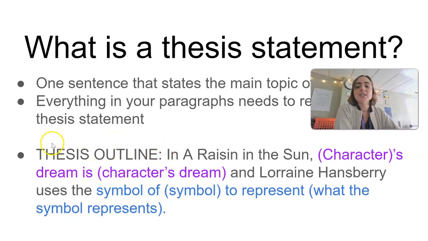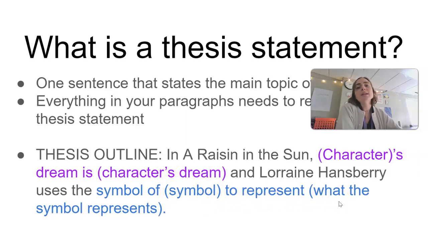So we've given you an outline where you can really just fill in the blanks for your thesis statement. All of our thesis statements are going to start out with "In A Raisin in the Sun." Then you're going to write your character's name and what their dream is. So Beneatha's dream is blank. And Lorraine Hansberry, the author of the play, uses the symbol of what? What is our symbol that we're going to be writing about? And what does that symbol represent?